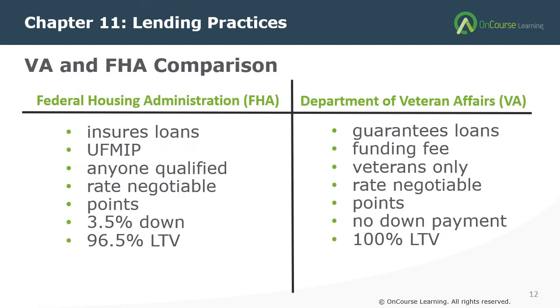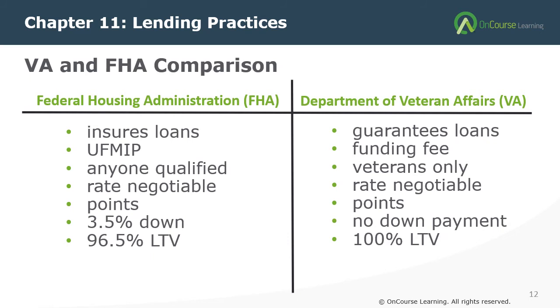VA and FHA comparisons, let's define what a conventional loan is. A conventional loan is a loan that is not insured by the FHA or guaranteed by the VA. All right, so let's now turn our attention to FHA and VA loans. For the most part, private lenders do the lending for these loans.